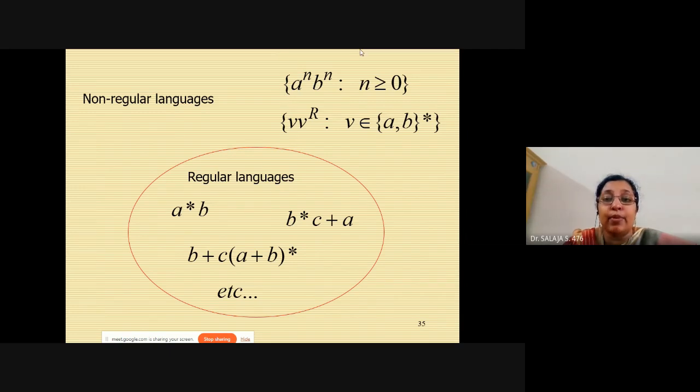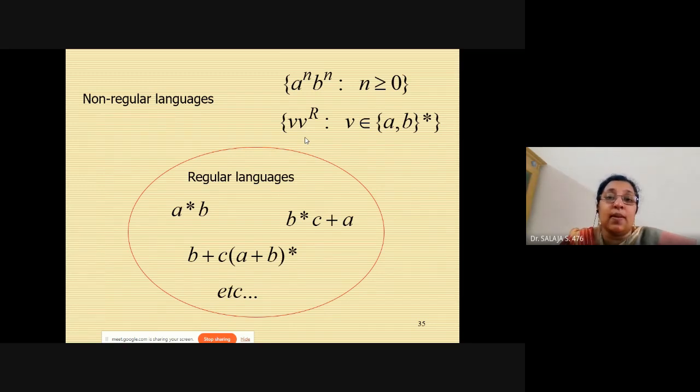And the next example is V V^R. What is V V^R? You take a string, and whatever I have in the first half has to be reversed in the second half. That is what you represent by V V reverse. Now that can also not be accommodated, because there is no way I could store the characters which I read in the first half of the string, and therefore it is a non-regular language.